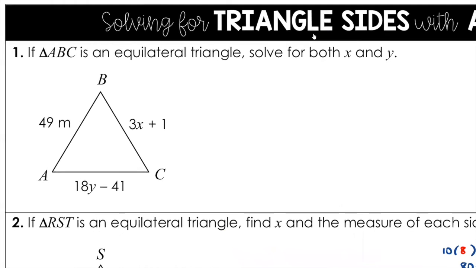It says ABC is an equilateral triangle. That means, oh wait, so you do 3x plus 1 equals 49. That means they're all congruent. We could, if we needed to, set them all equal to each other.